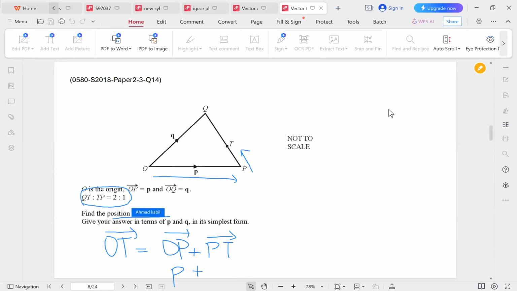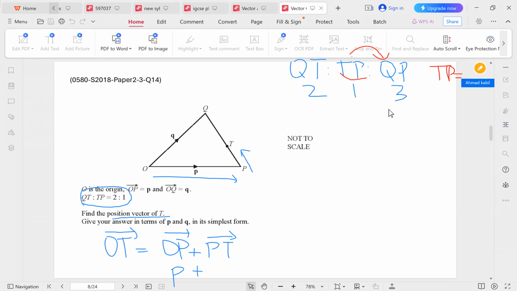We are given QT to TP. And the total would be QP. This is the third vector we're going to add. We have here 2 to 1, so the total is 3. We are interested in PT, so we're interested in this vector. We can negate it later, no problem, but we're interested in TP. So we want the relation between these two. So we can say that TP equals 1 over 3 times QP.